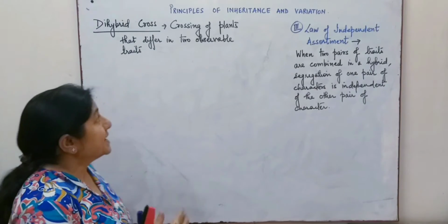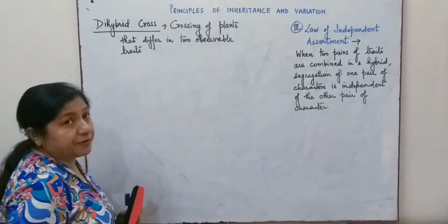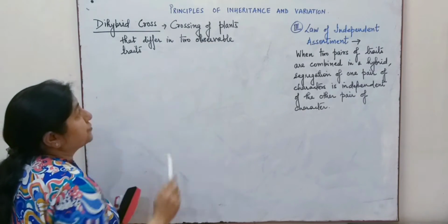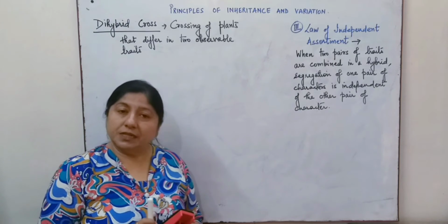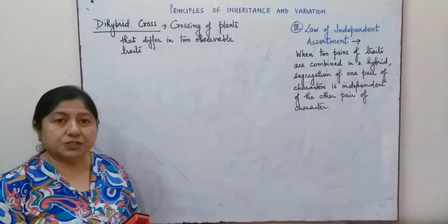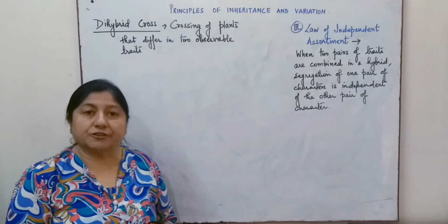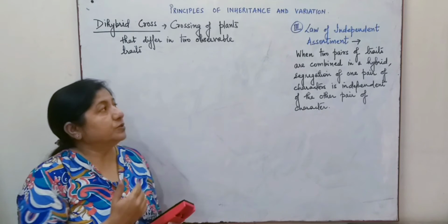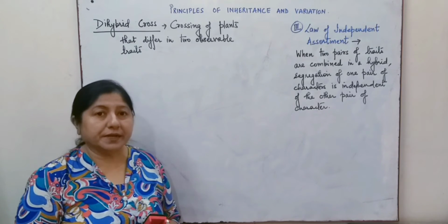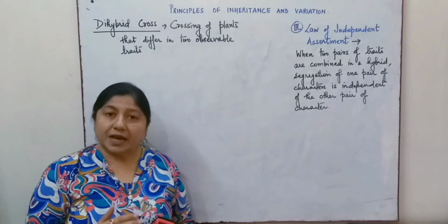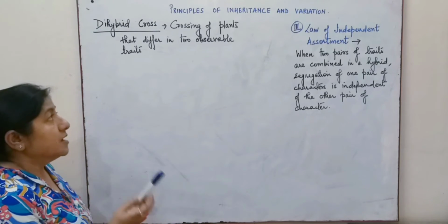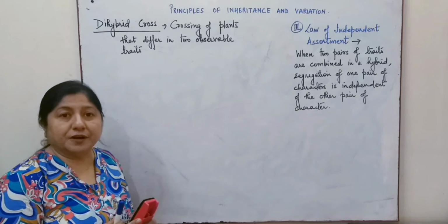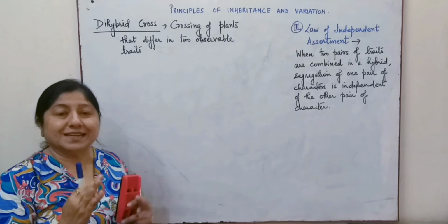For this, he used the dihybrid cross. It is the crossing of plants that differ in two observable traits. So here in this video, we'll be talking about the dihybrid cross and further the third law of Mendel, which is known as the law of independent assortment. The dihybrid cross involves the crossing of two plants which differ in two contrasting traits.